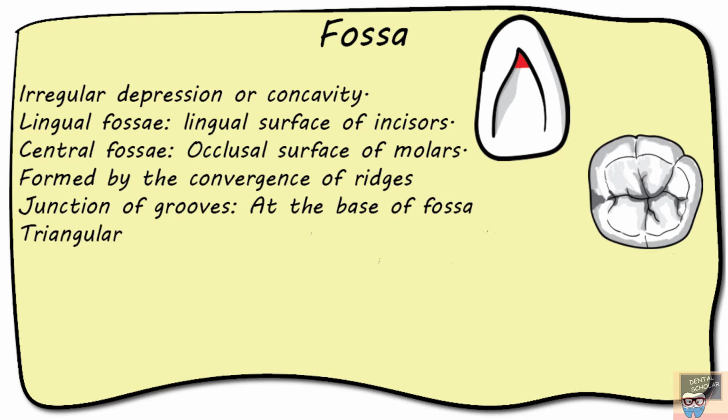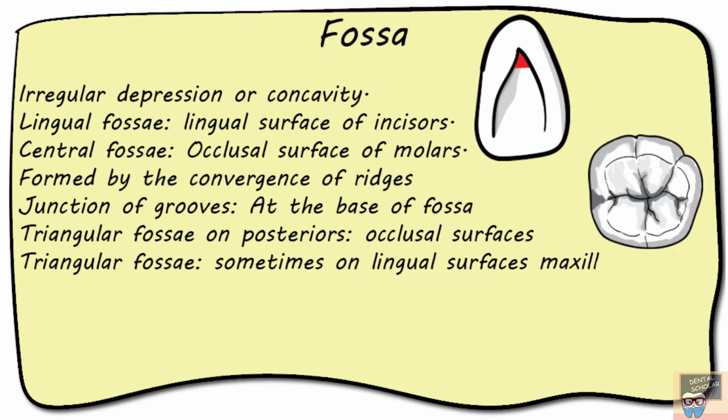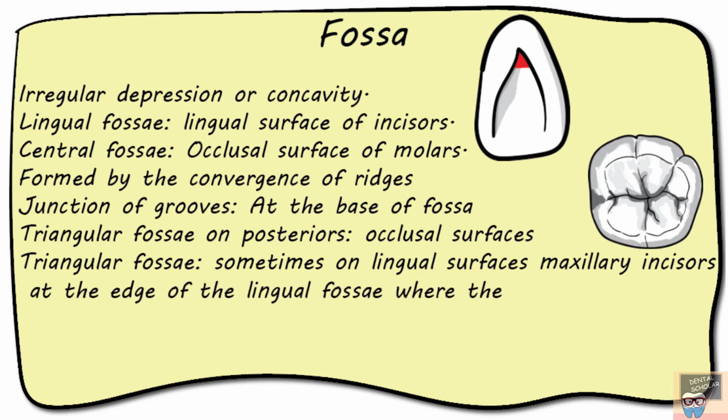A triangular shaped fossa is seen in posteriors just inside the mesial and distal marginal ridges. Such a triangular fossa may sometimes be seen on the lingual surface of maxillary incisors at the edge of the lingual fossa, where the mesial and the distal marginal ridges and the cingulum meet.